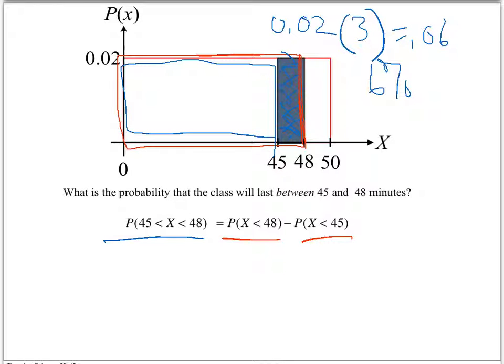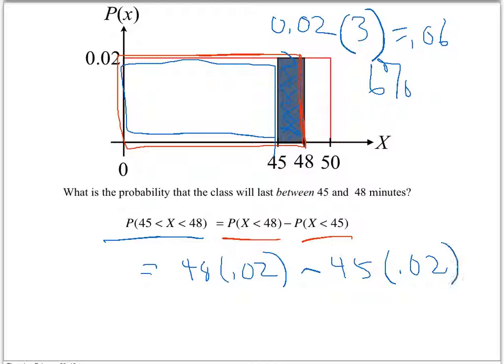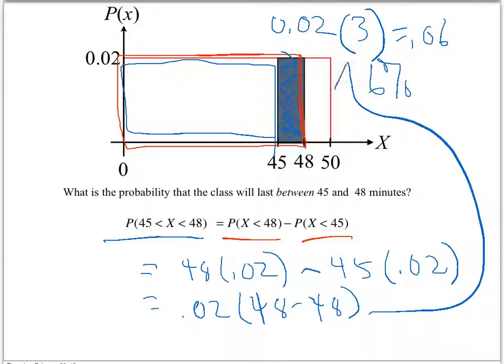So let's see, what's the probability that x is less than 48? Well, that's just 48 times 0.02, the area of that rectangle. The probability x is less than 45 is just 45 times 0.02, the area of that rectangle. And now we have a common factor of 0.02. Let's factor that out. I'm doing this on purpose because I want you to see that it's exactly the same as this calculation here. So we'd probably do it this way for this problem.